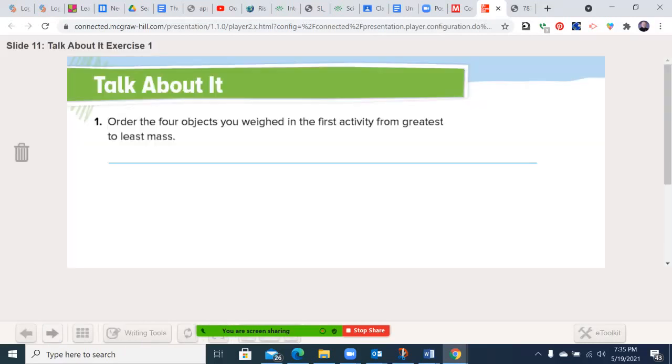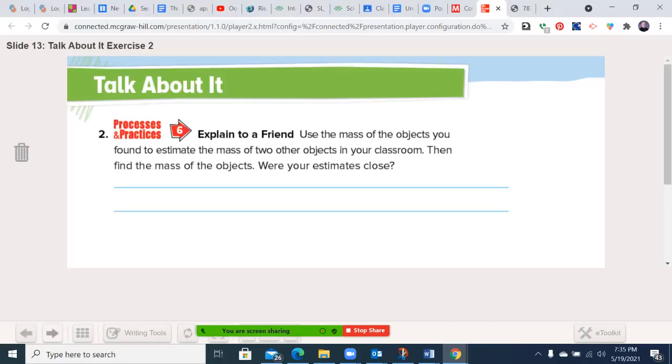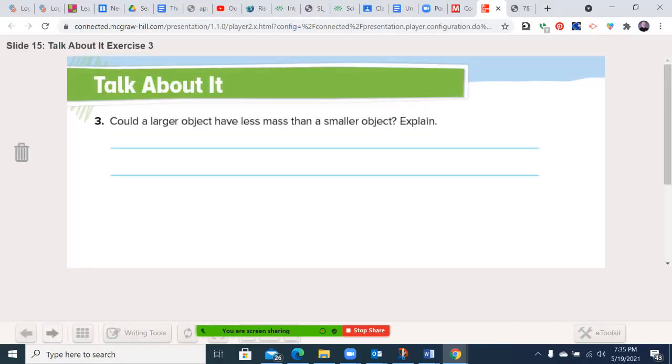Order the 4 objects. We didn't do that. We didn't do that either. Could a larger object have less mass than a smaller object? Absolutely. Like I mentioned earlier, a feather is likely larger than a marble. The marble is going to have more mass. A balloon is going to be larger than a softball. The softball is going to have more mass. Remember that mass is a measurement of how much is in it, not capacity. Those are two different things.